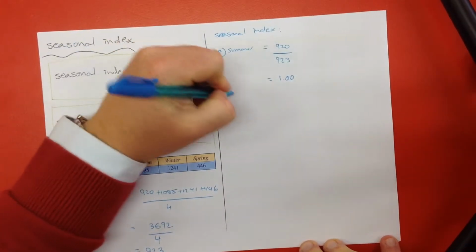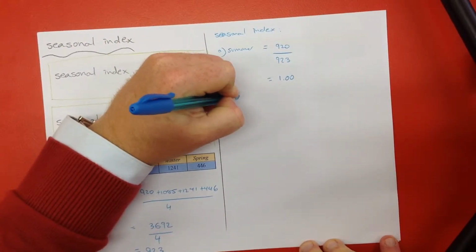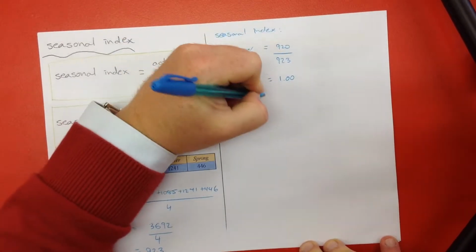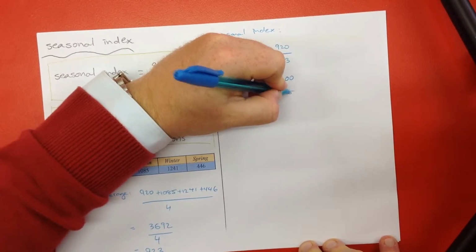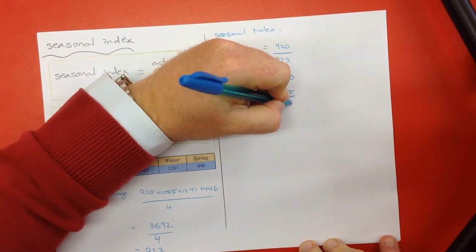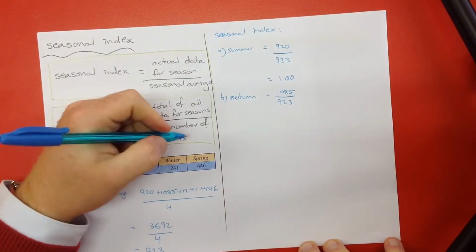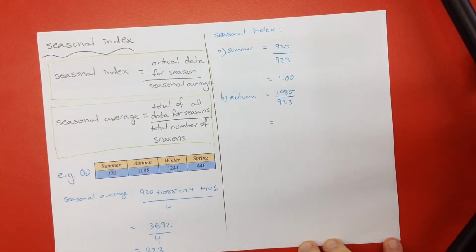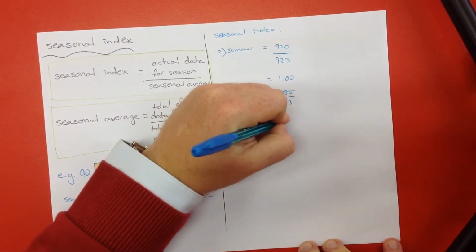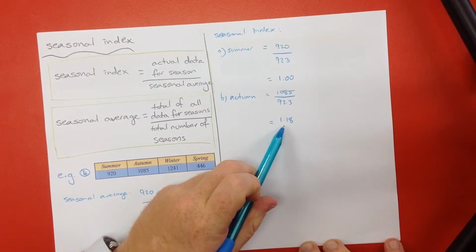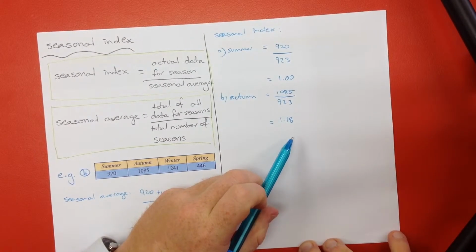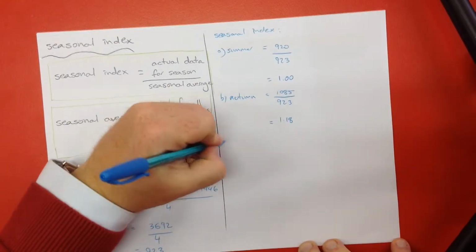Let's go to B, autumn. Now autumn is 1085, that's our actual amount, out of the average 923. And we can see it's going to be more than 1, or higher than the average. And when we put that in our calculator, it's going to tell us 1.18 to two decimal places. So we're 18% above the expected average for that season.